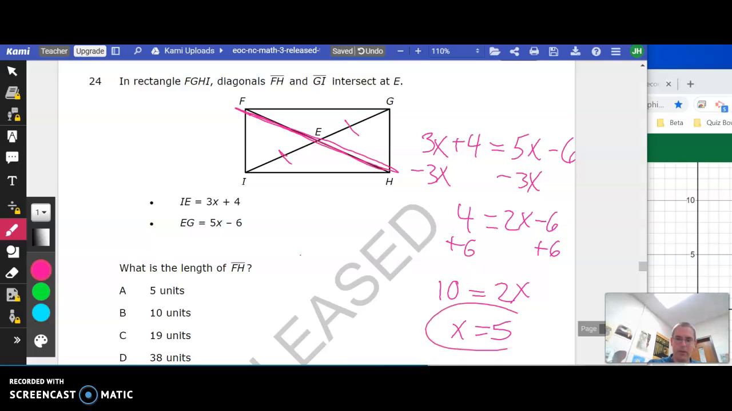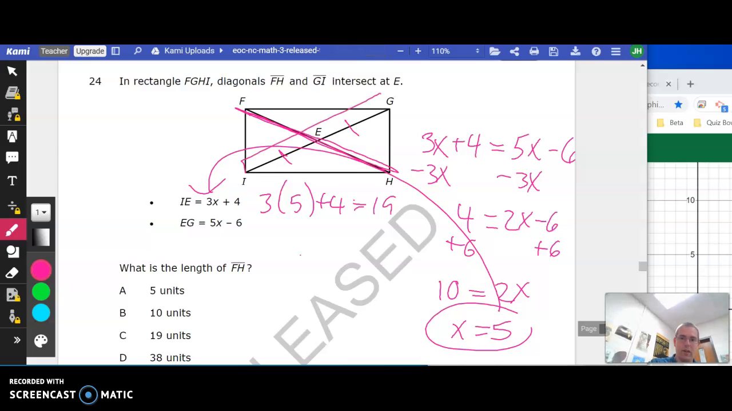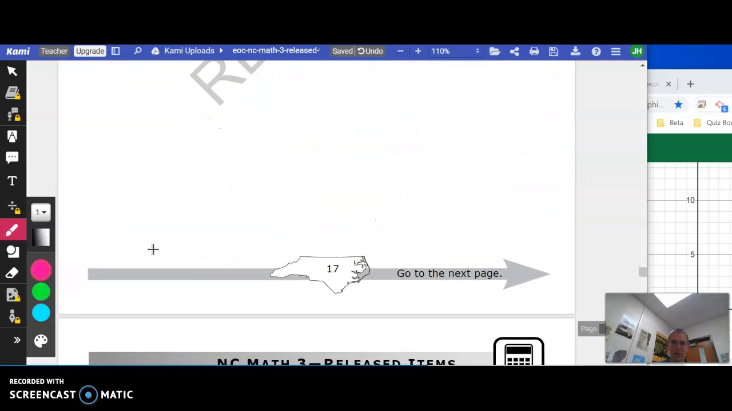Well, let's plug this in and find out something. If I plug that in, that gives me 3 times 5 plus 4. That's 19 for IE. And if IE is 19, and it cuts it in half, then the whole thing there is 38. It's also true that the diagonals of a rectangle not only bisect each other like any parallelogram, but they are also equal. So if one diagonal is 38, so is the other diagonal, so they are both 38. So they look equal, they are equal. That's very handy for this rectangle.